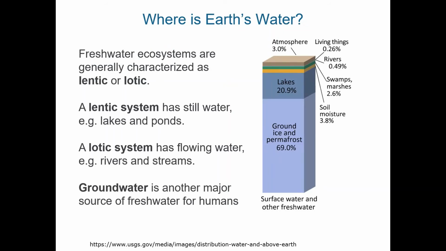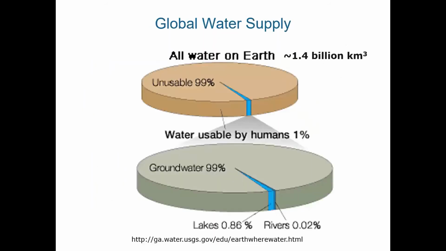Some people use groundwater. Not as much in Alberta, but if you live on a farm or some rural area, you may have a well. And so that's a small percentage of Alberta's water, but a much higher percentage in the United States of people using groundwater. There's just another graphical image of that, where you can see a tiny wedge of the water is usable by humans, and a tiny wedge of that is, of course, lakes and rivers.